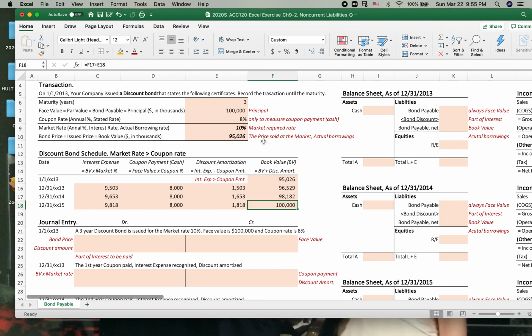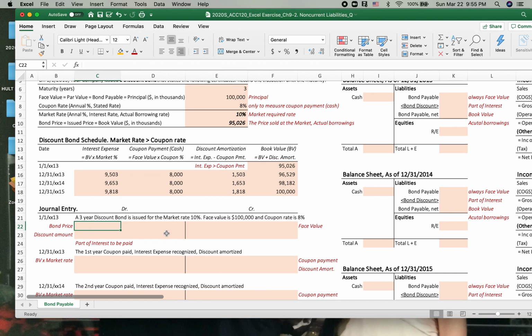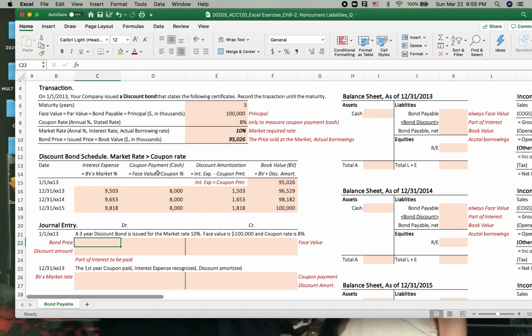Based on this schedule, let's create a journal entry. A 3-year discount bond is issued at a market rate of 10%, so the same information as this. Let's just start from the easy one on the credit side. What account do we need when the company issues a bond? Bond payable. How much? Bond payable is always the principal amount, 100,000. That is the gross amount of the bond.